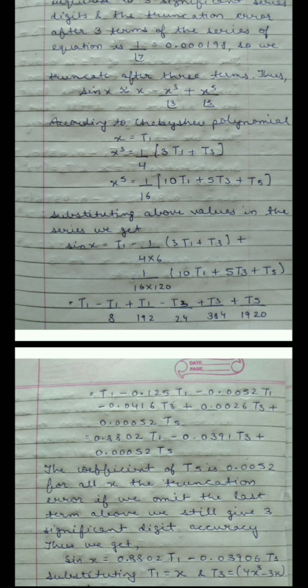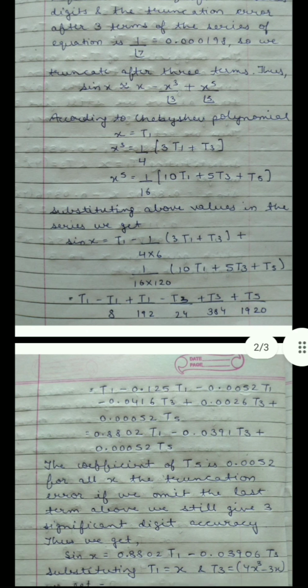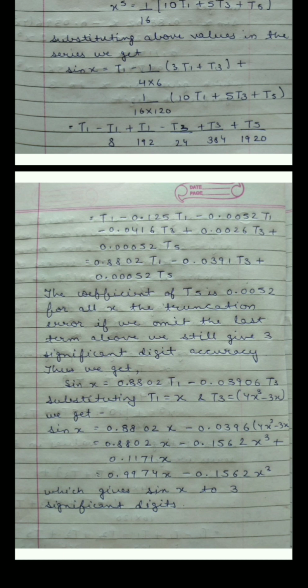Substituting the above values in the series, we get sin x is equal to t1 minus t1 upon 8 plus t1 upon 192 minus t3 upon 24 plus t3 upon 384 plus t5 upon 1920. That is 0.8802 t1 minus 0.0391 t3 plus 0.00053 t5. The coefficient of t5 is 0.0052 for all x in truncation error, and if we omit the last term above, we still give 3 significant digits accuracy.